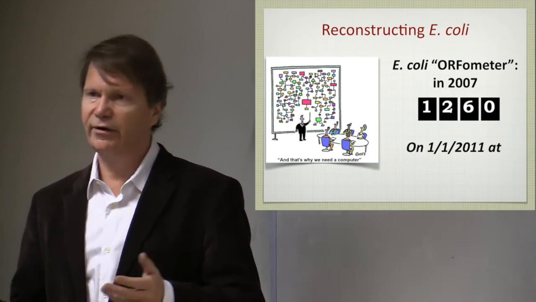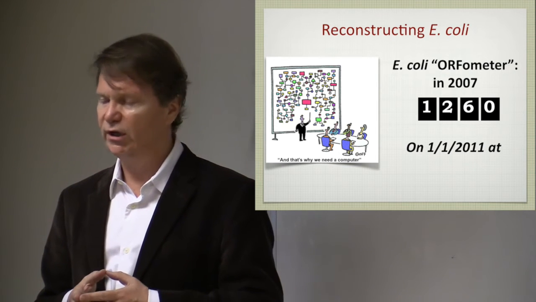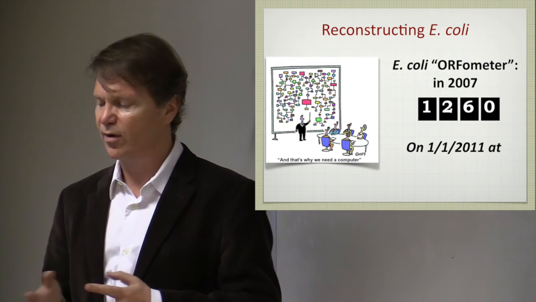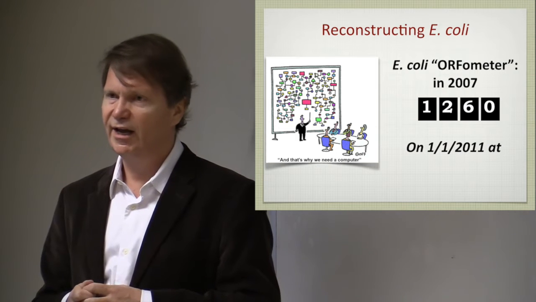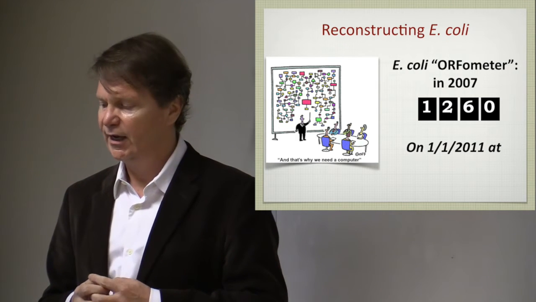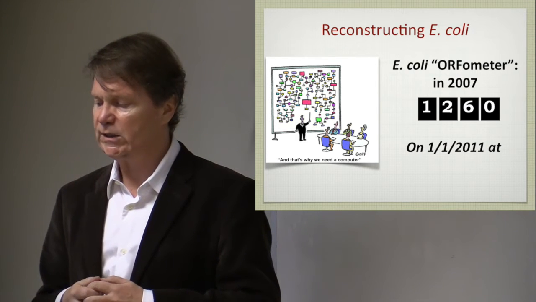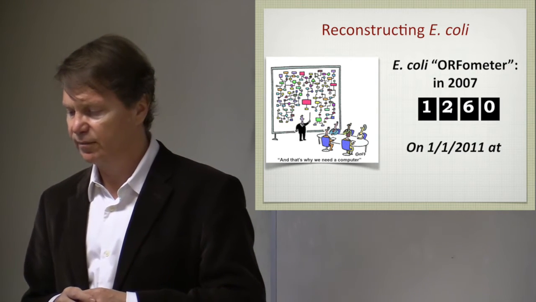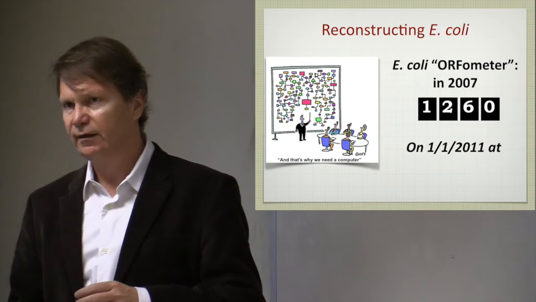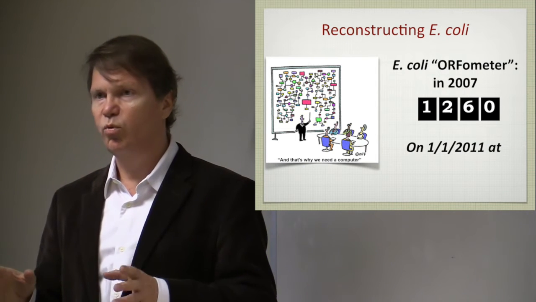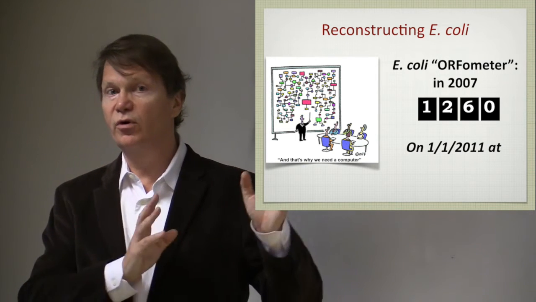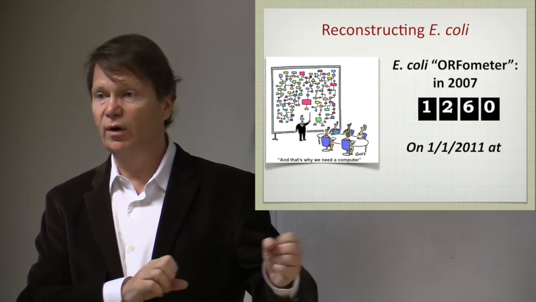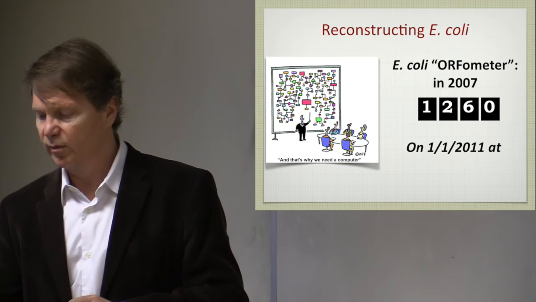And then a few years later, genes kept being put into a reconstruction, and the orphometer was at 1344 at the beginning of 2011. And we'll see later in the class that this number now is much higher. And it is important relative to the number of functionally annotated genes in E. coli. And I'll talk about that in a moment.